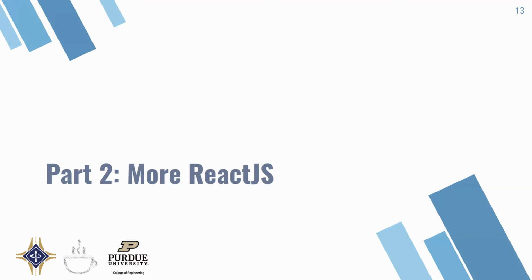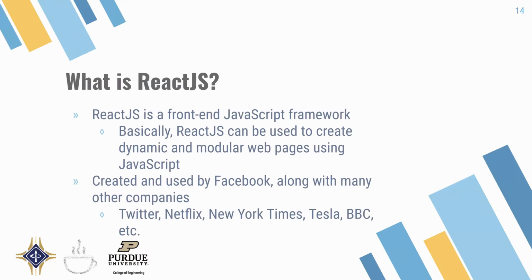All right, moving on to the lesson for today, more ReactJS. So what exactly is ReactJS? It's a JavaScript framework that deals with front-end stuff. We use it to create web pages using JavaScript, with a lot of dynamic and modular stuff. And it's really well used. Companies like Facebook, Twitter, Netflix, and all these companies in the slide use it. So it's pretty relevant and a pretty good skill to have.